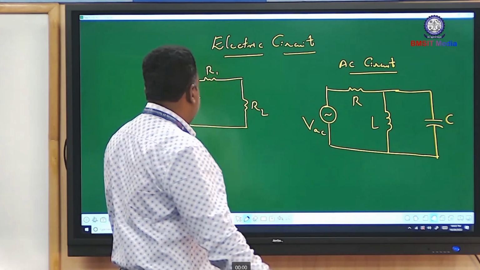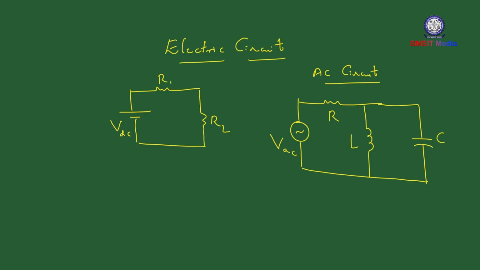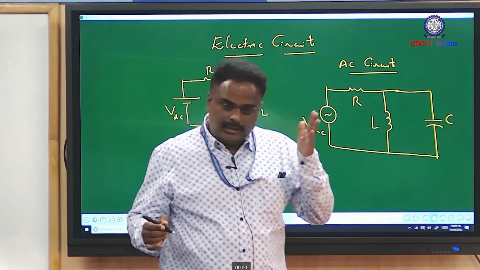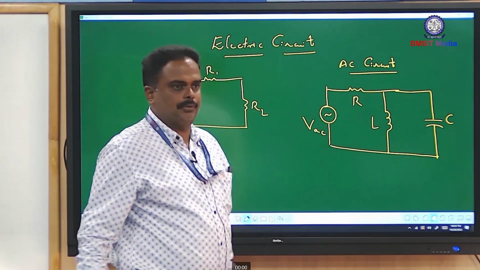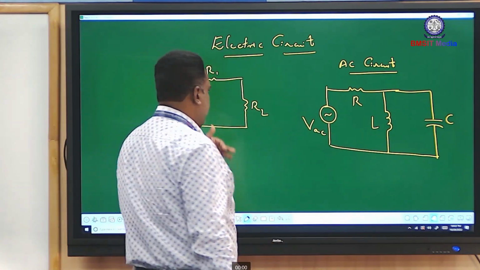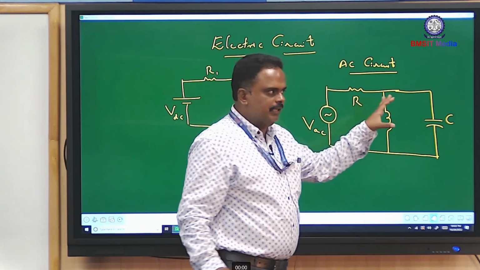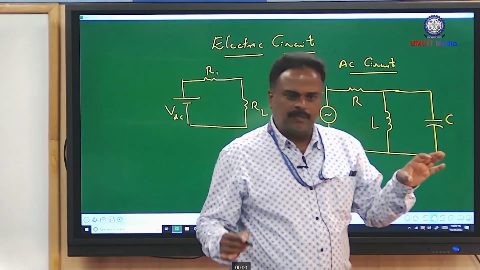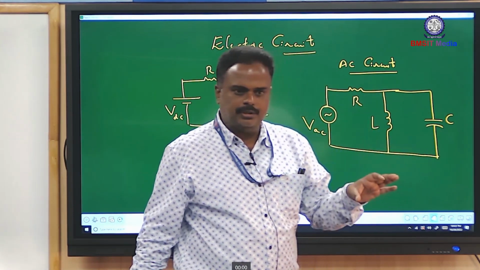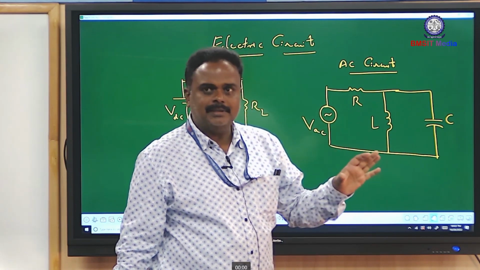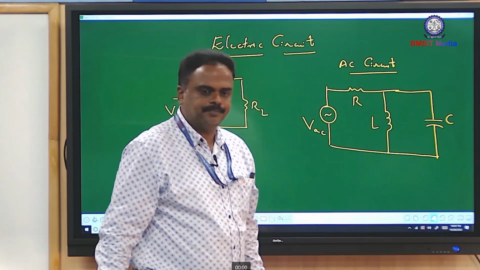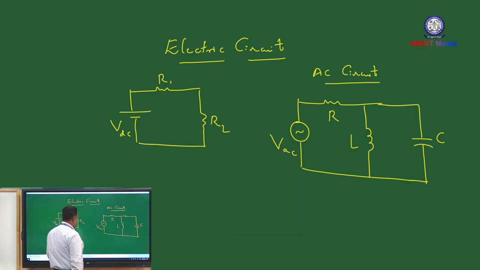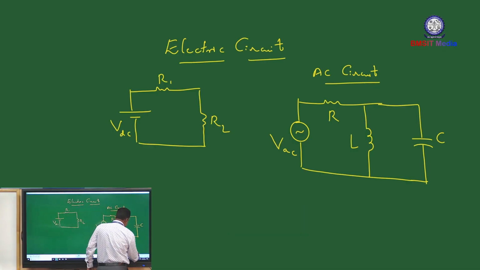Any electrical device or electrical machine, the performance or behavior of the electrical machine is studied by drawing its equivalent circuit. It will be represented in the form of circuits. The performance or behavior of any machine is studied by drawing its equivalent electric circuit. So this is about what is an electric circuit.